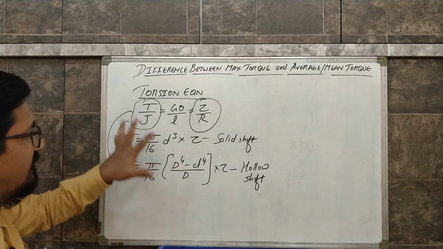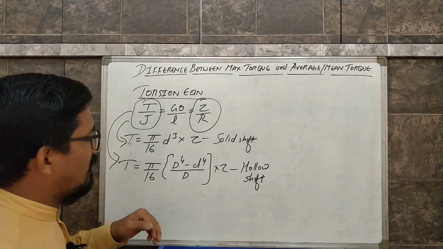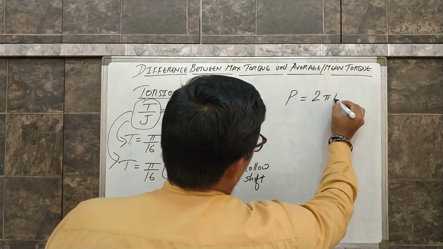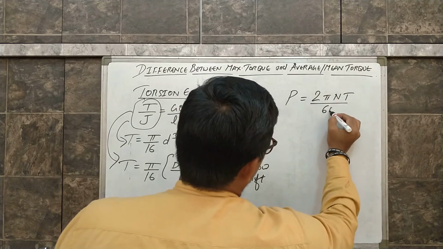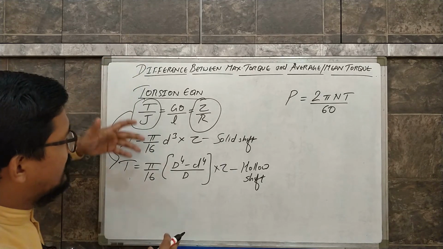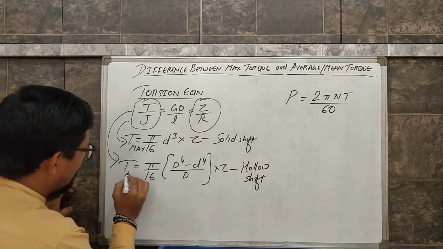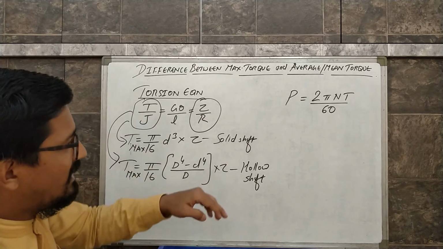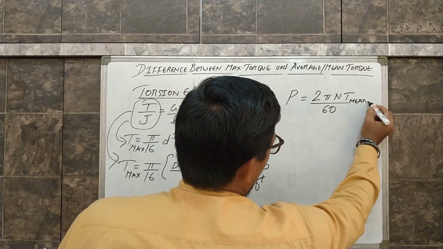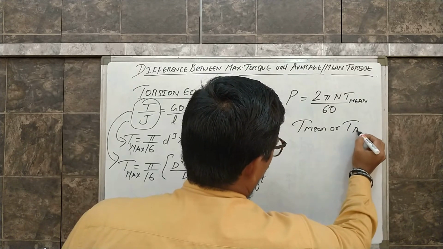So this T is from the torsion equation, but we have another set of formula for calculating torque, which is in terms of power. Power is equal to 2 pi n T by 60. So guys, the T which we use from the torsion equation is the maximum torque, and the T which we use in case of power transmission is the mean or average torque. T mean or T average.